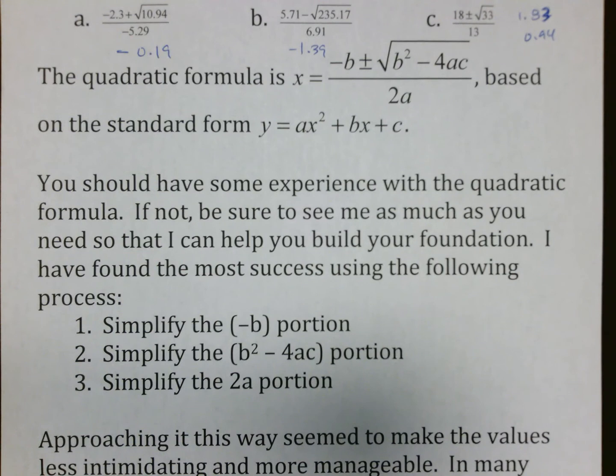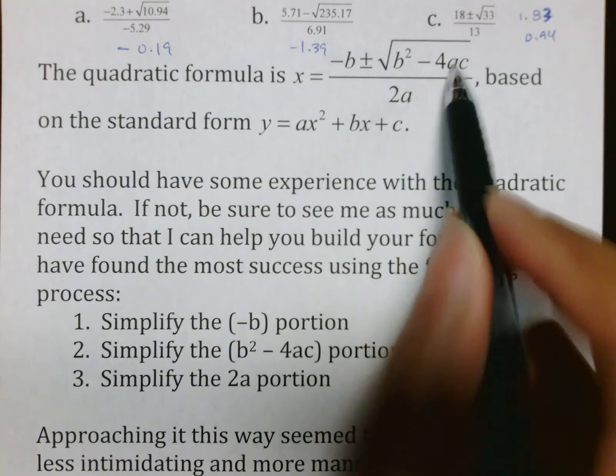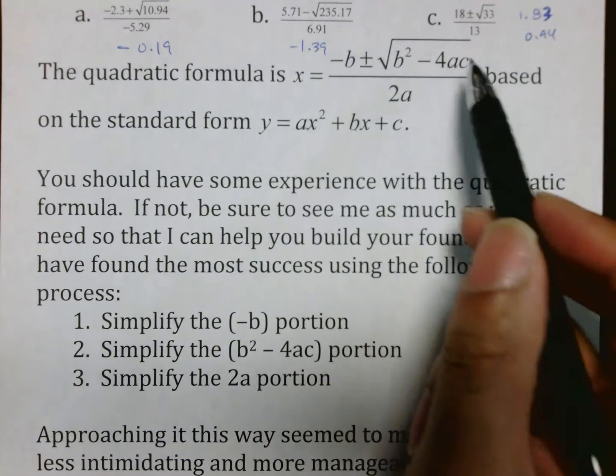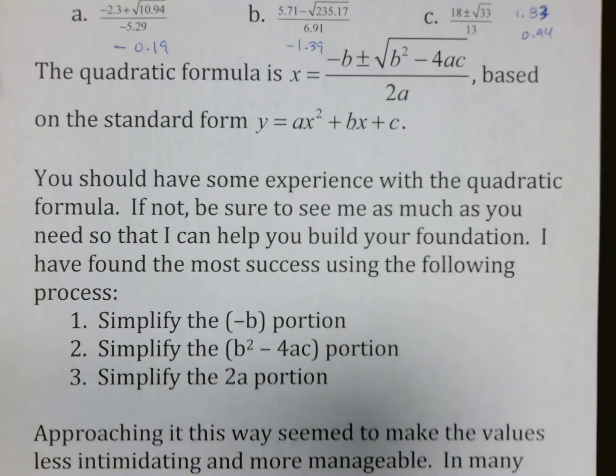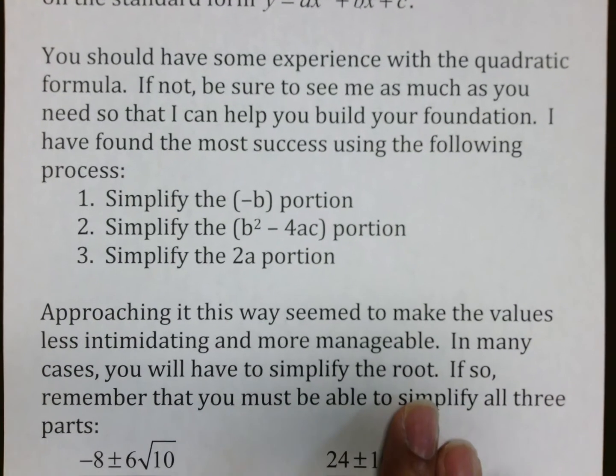So the quadratic formula itself is x equals negative b plus or minus square root of b squared minus 4ac all over 2a, based on the standard form that we've seen, which is ax squared plus bx plus c. So again, this letter goes here and here, this goes here and here, and c goes out there. You should have some experience with the quadratic formula. If not, be sure to see me as much as you need to so that I can help you build your foundation.